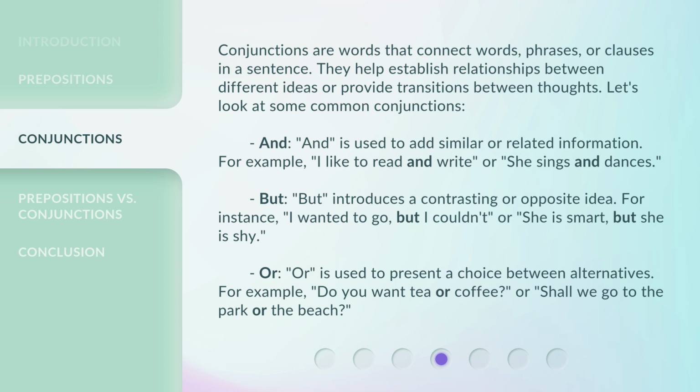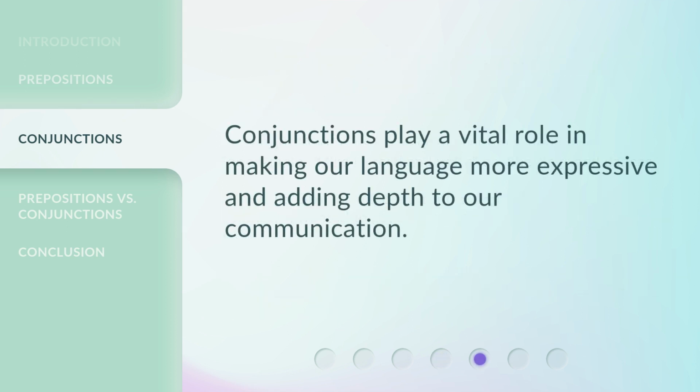But introduces a contrasting or opposite idea. For instance, I wanted to go, but I couldn't, or she is smart, but she is shy. Or is used to present a choice between alternatives. For example, do you want tea or coffee? Or, shall we go to the park or the beach? Conjunctions play a vital role in making our language more expressive and adding depth to our communication.